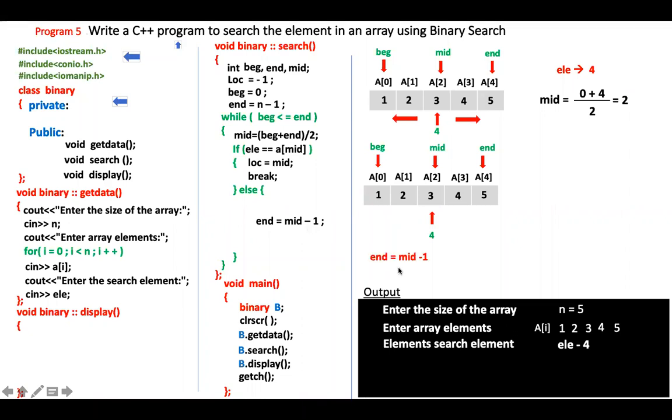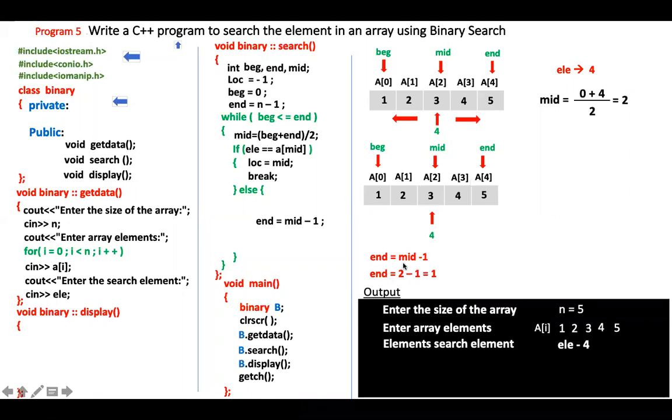See, end is equal to mid minus 1. Now the end value is at position 4. The mid position is 2, so that 2 I have written here minus 1. 2 minus 1 is 1. So now the end position, where will it be indicating? My end position is at 1. It was indicating at position 4, and it will now be indicating at position 1.